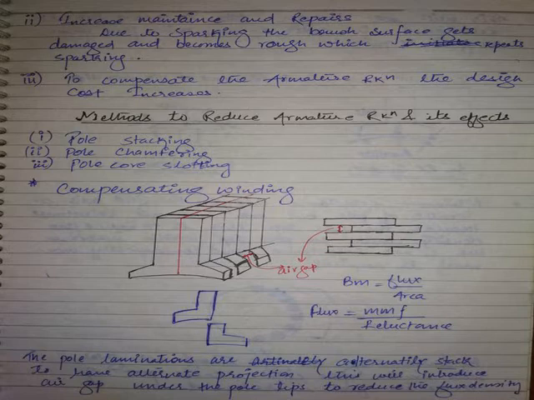We are more concerned about harmonics. We are more concerned about sinusoidal voltages in an AC generator, but we have nothing to do with harmonics in a DC generator. Pole chamfering is not for that in a DC generator. Pole chamfering is to reduce the armature reaction effect in a DC generator. See here, this is high reluctance. Due to the increased reluctance here, automatically the flux density will reduce. This concept is similar to the other one; both are the same.